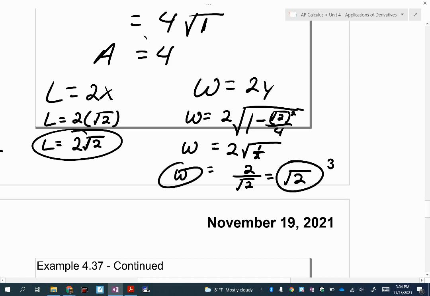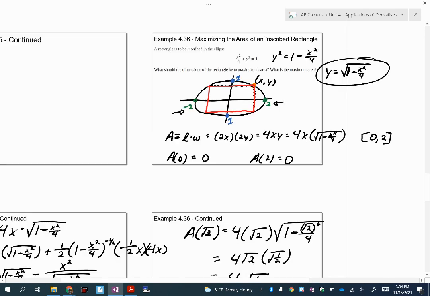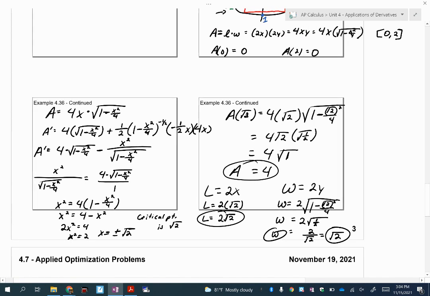Okay, and my maximum area is 4 square units. Are there any units here? Nope, it's 4 square units. Okay, so there it is. That's the whole problem for maximizing this area in this inscribed rectangle inside an ellipse.